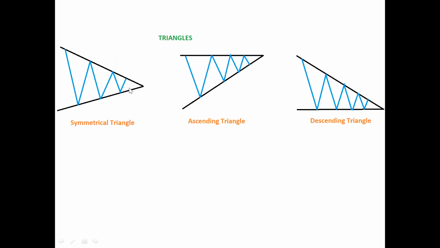Similarly, when the price breaks down, I'll put my first target here, second target here, and stop loss will be on the other side. So that is the symmetrical triangle.